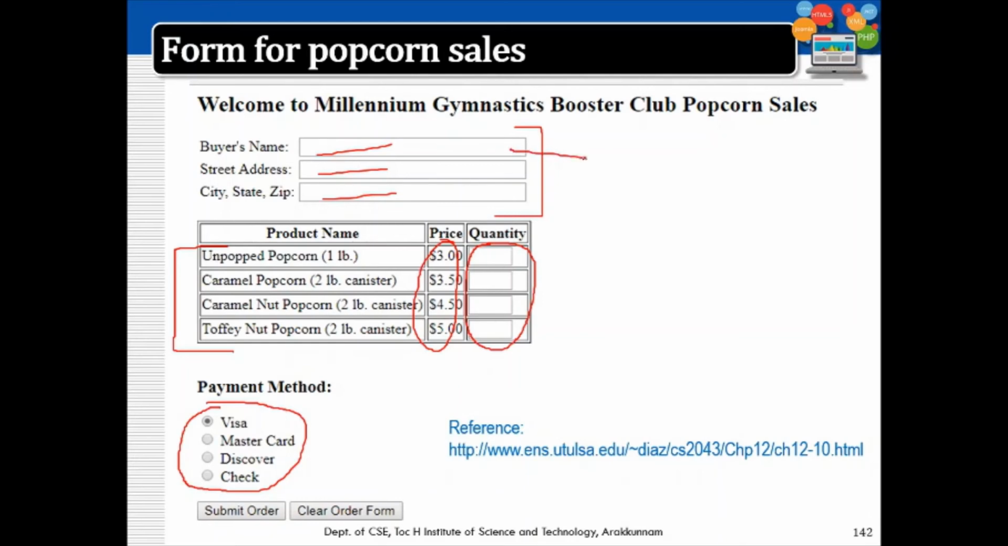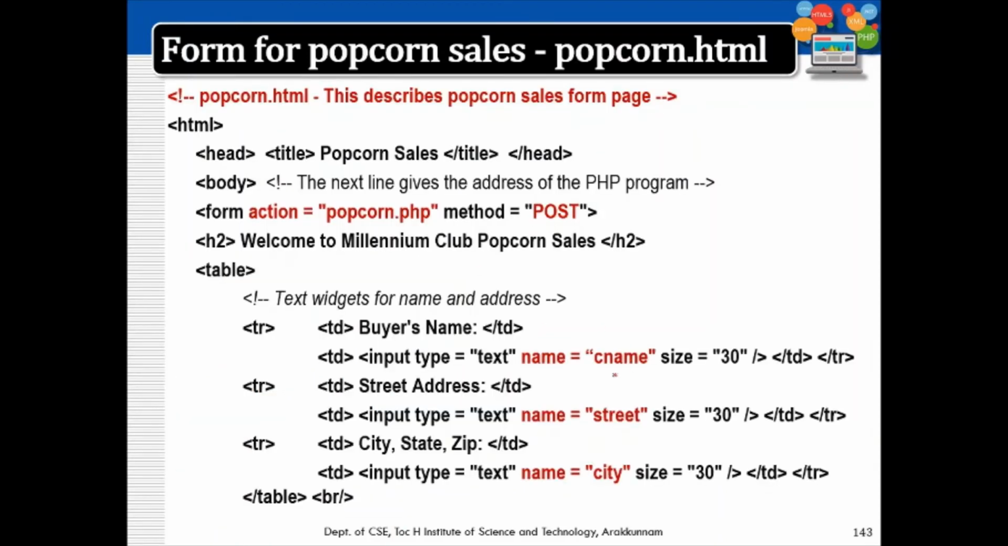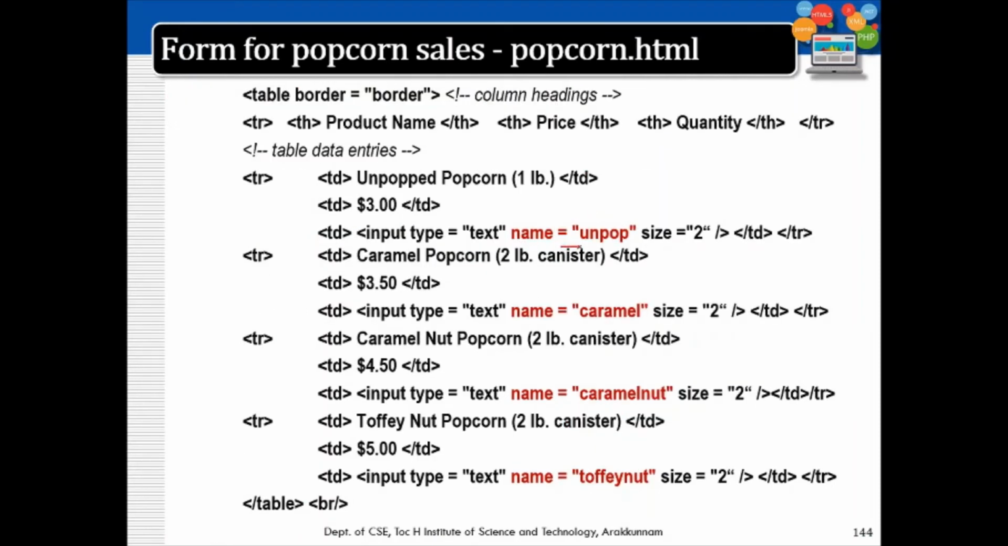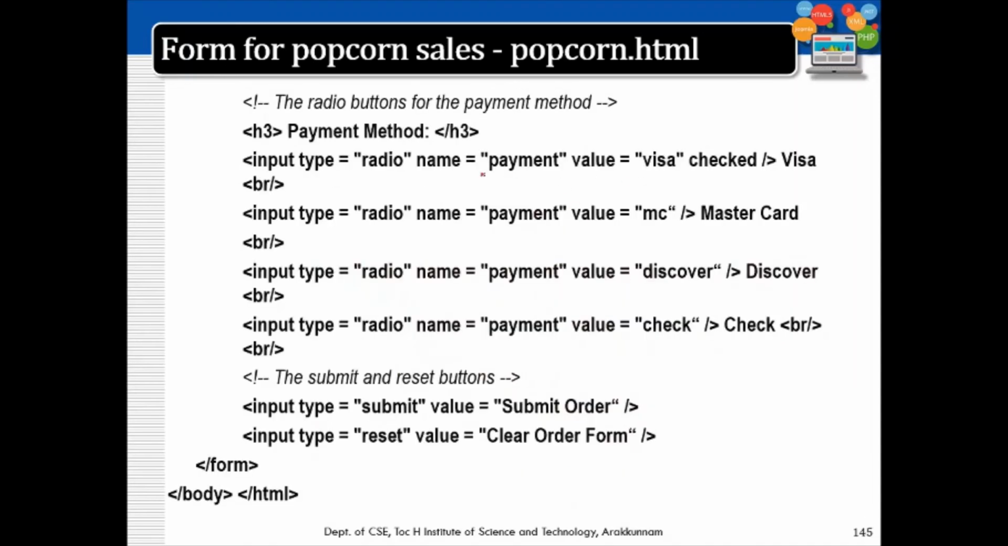Here also each of these text boxes will have unique names, and as per the get or post method you can access these text box values using the $_GET or $_POST array. See here the names are CNAME, street and city. I'm using the method as post. Popcorn.php is the handler file. Similarly, these are the names for entering the number of items, and here also payment method is represented using the payment keyword, and finally the submit button.